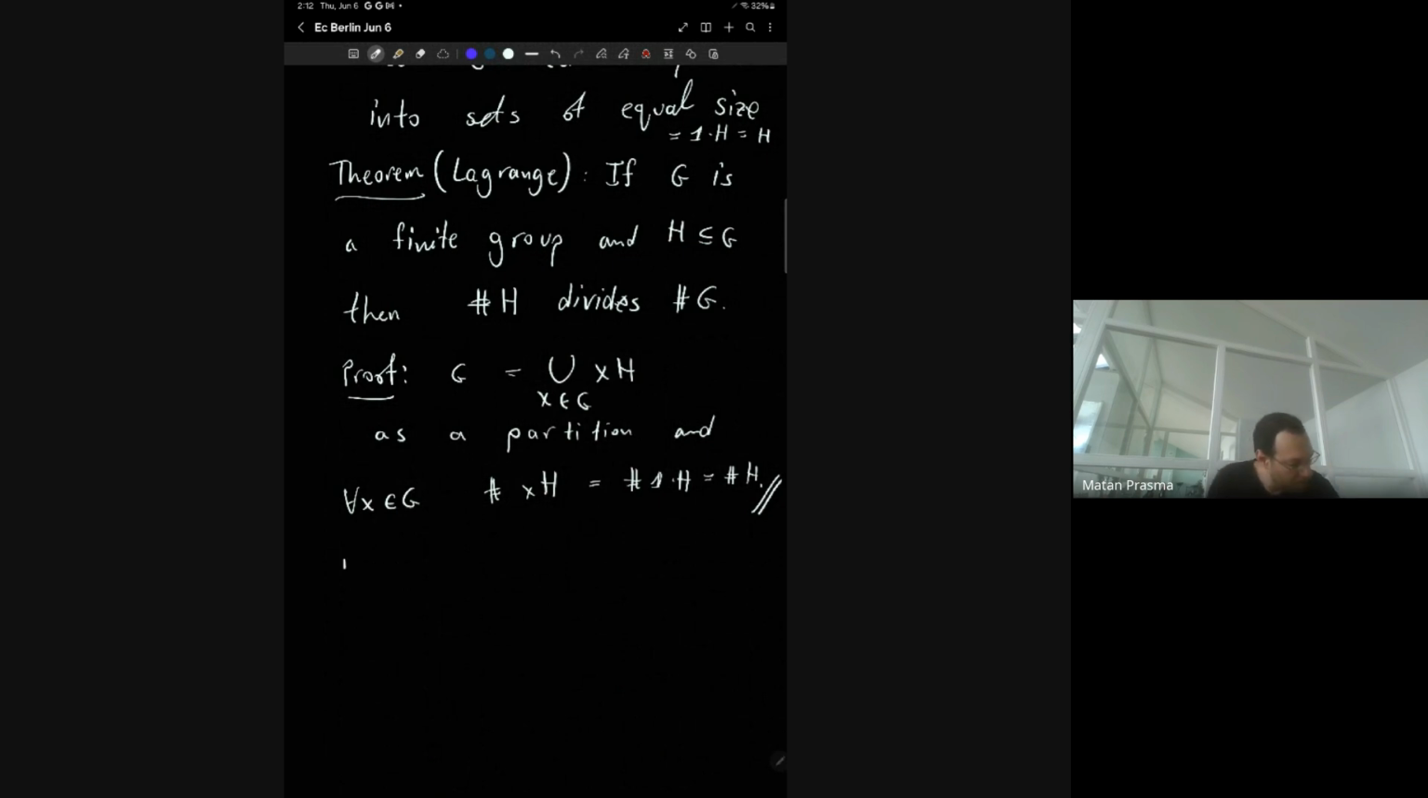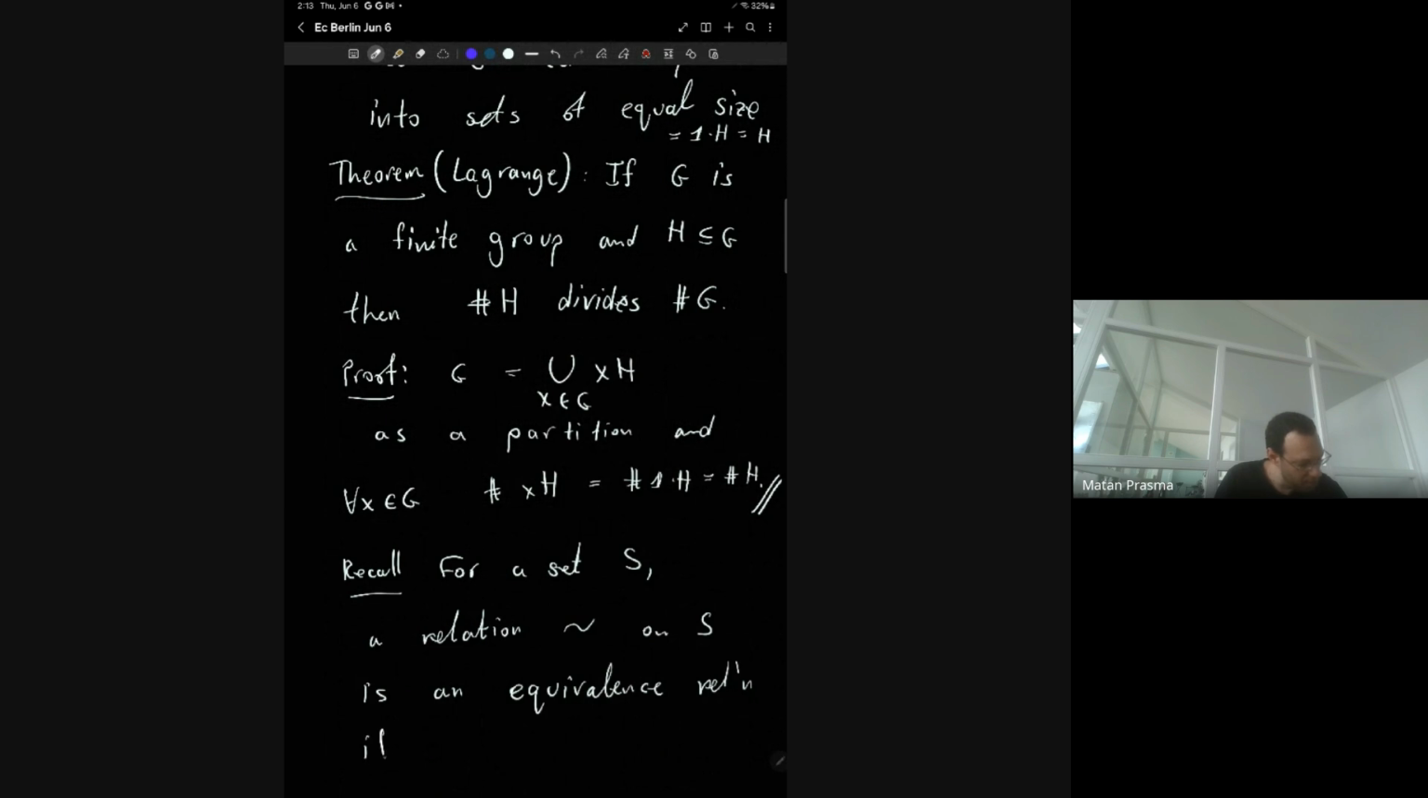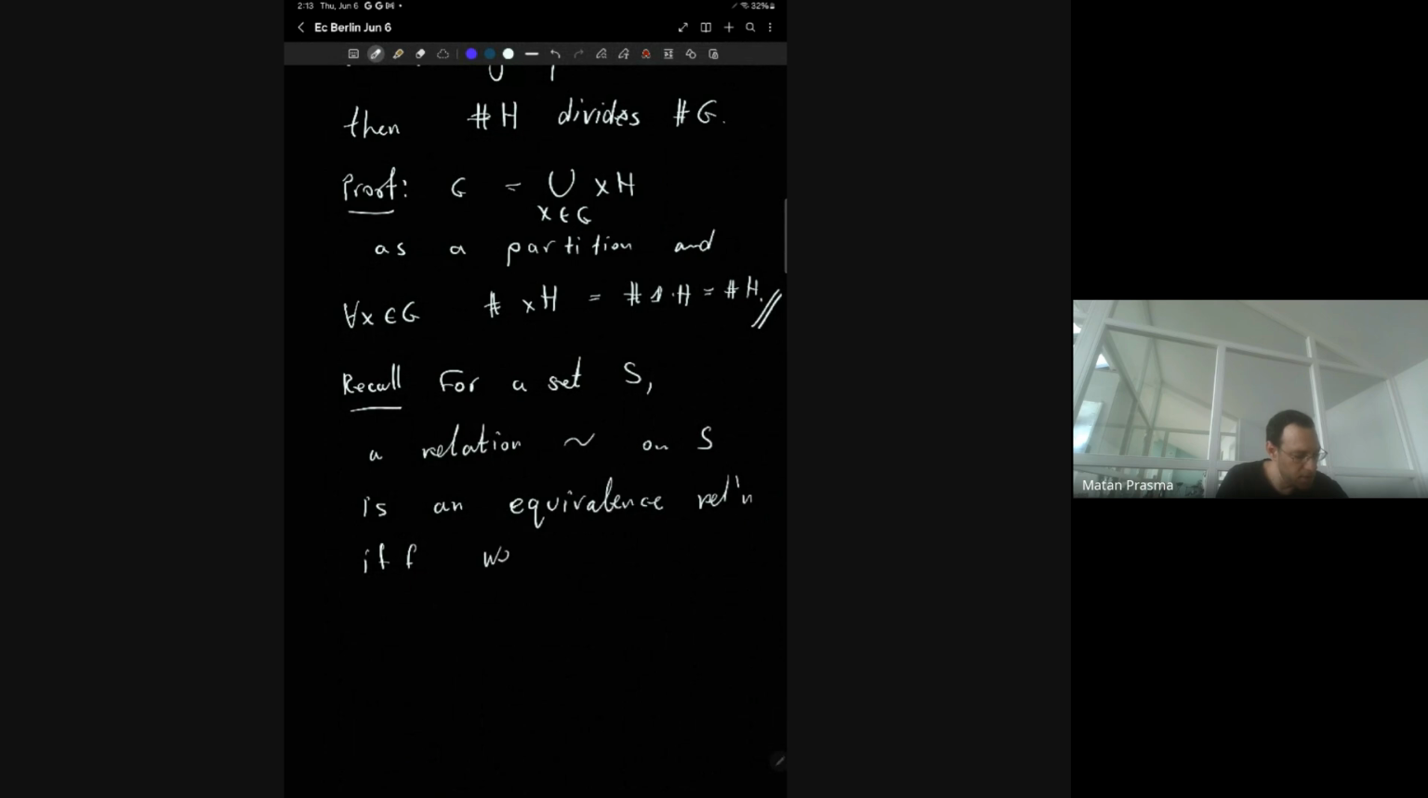If I have a set S, a relation tilde on S is an equivalence relation if and only if we can partition S into the equivalence classes of the elements in S. So I write it like this: the union of all brackets s, s in S.